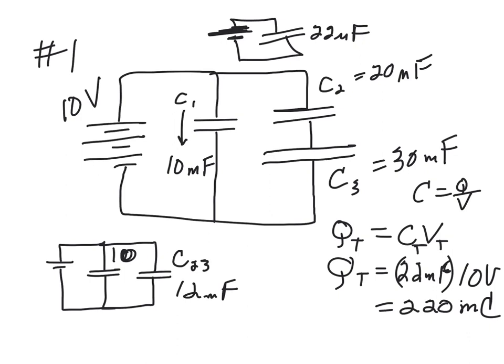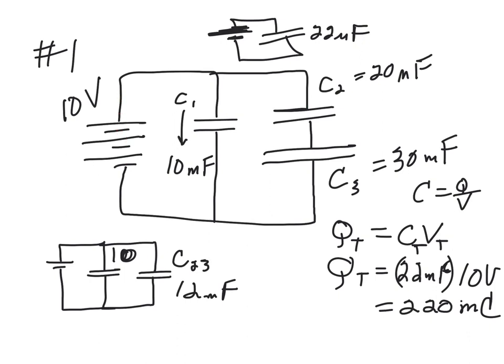And the C total that we calculated was 22. And the total voltage is 10 volts, and so we get 220 millicoulombs. That's the amount of total charge delivered by the battery. But notice that 220 is going to divide between these two sides. It's going to send out 220. Part of it is going to go here, and part of it is going to go there. The same amount is going to come back from here and from here. So 220 goes out and 220 comes back.